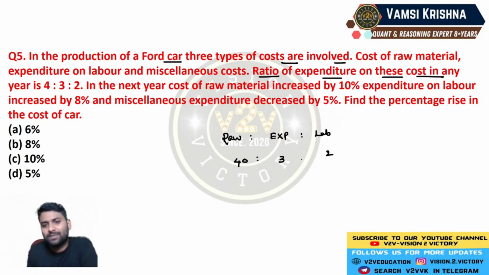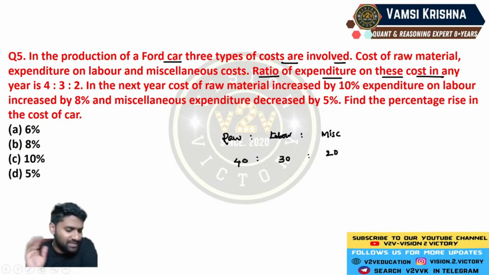40 units of raw material, that is the expenditure. Next one, the expenditure of labor. And the last one is the expenditure of miscellaneous. So just assume that labor is 30 units and miscellaneous is 20 units. Why? Because with 40, 30, 20, the ratio is still 4 is to 3 is to 2.